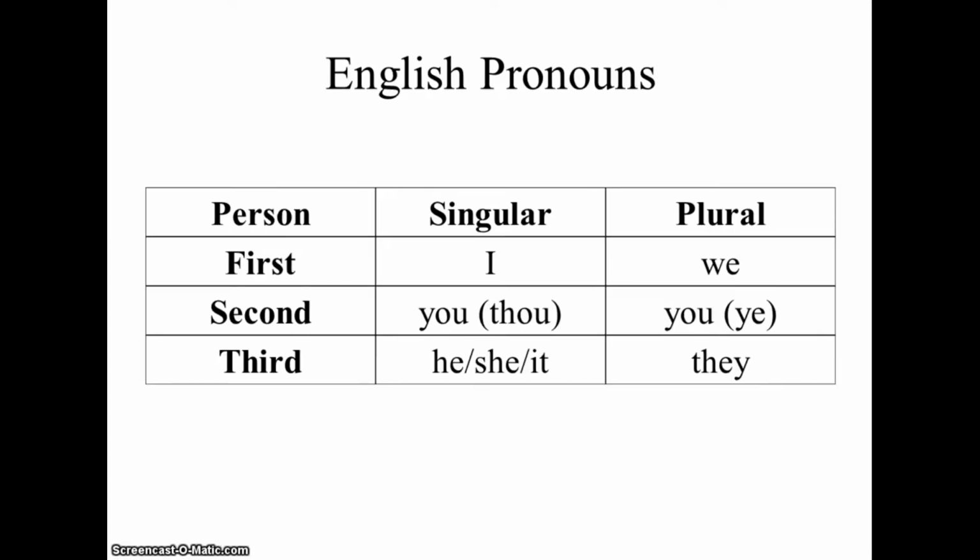Person refers to the pronoun status within speech in the point of view of the speaker. So the first person refers to the speaker or a group within which the speaker is a part. The second person refers to whoever is being addressed by the speaker. The third person refers to anyone or anything that is not the speaker or the addressee.